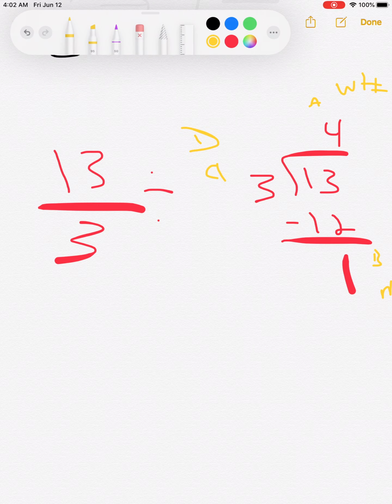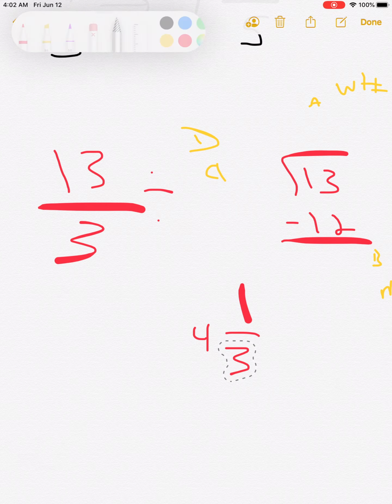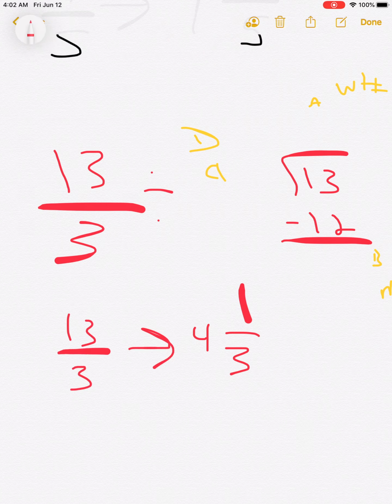Okay? So let me go ahead and drag it. 4 is our whole number. Now we have to get our fraction part of our mixed number. We get the numerator from here, and our denominator comes from our divisor there. Okay? So 13 thirds converts to 4 1/3 as a mixed number.